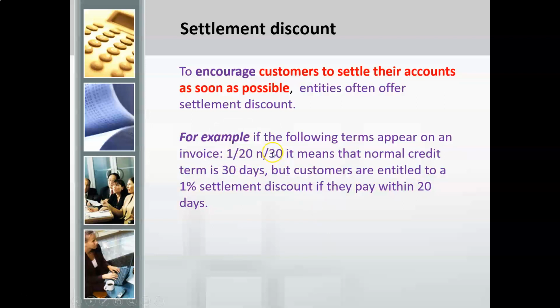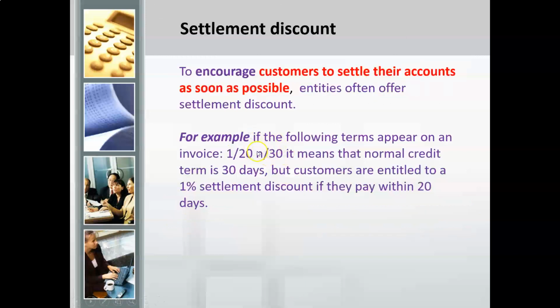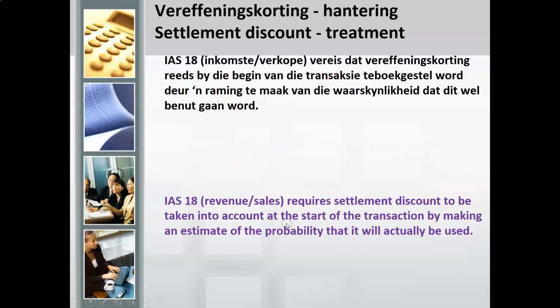1/20, N/30. That means this customer is entitled to a 1% settlement discount if he settles that invoice within 20 days after the invoice date. He has in total 30 days to settle the invoice, but if he settles it within 20 days, he is allowed to deduct 1% of the amount that he's going to pay.